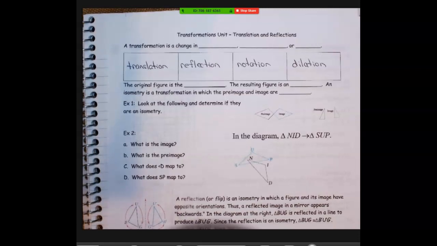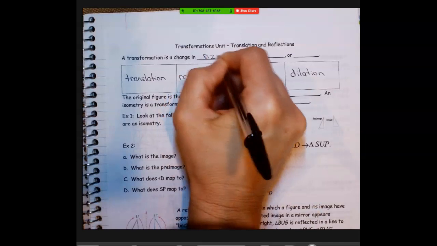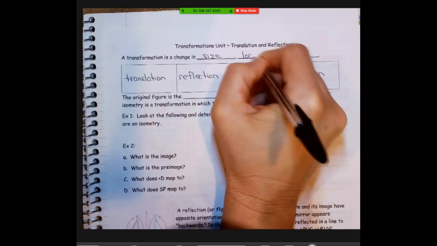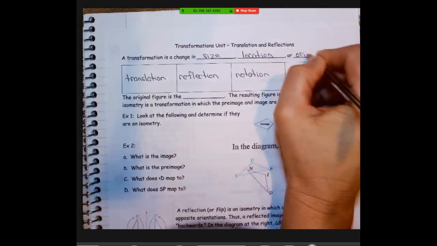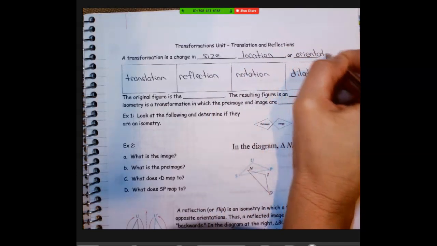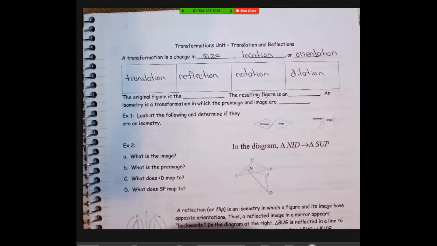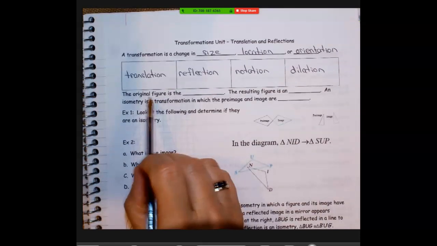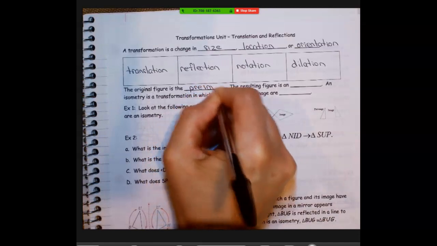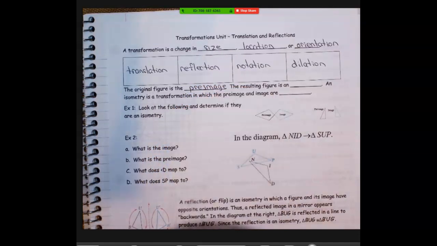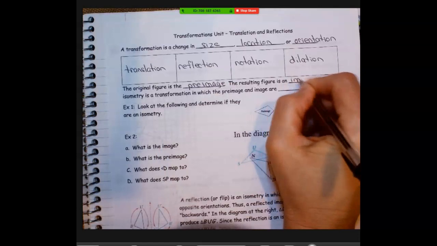A transformation is a change in size, location, or orientation. And as I said, today we're just going to focus on the translation and the reflection. The translation, first of all, a little bit of vocabulary. The original figure is what we call the pre-image, and the resulting figure is called the image.